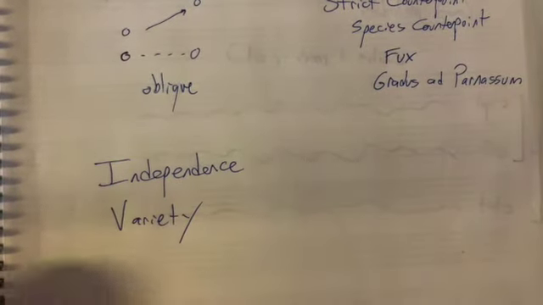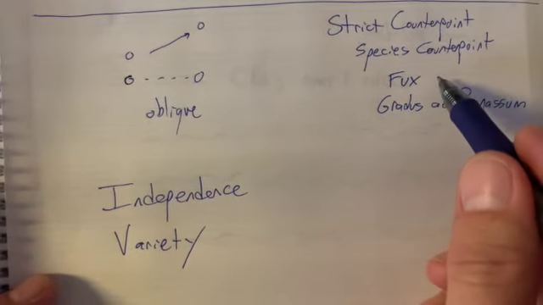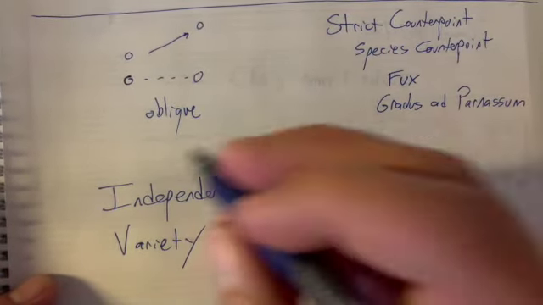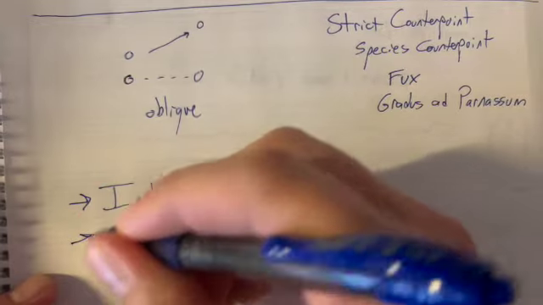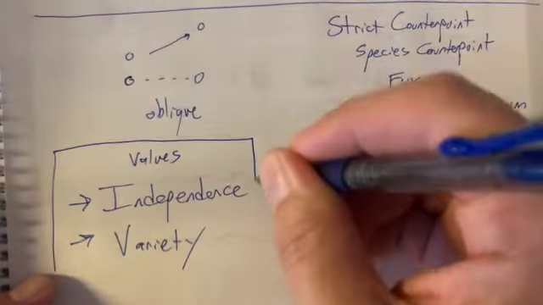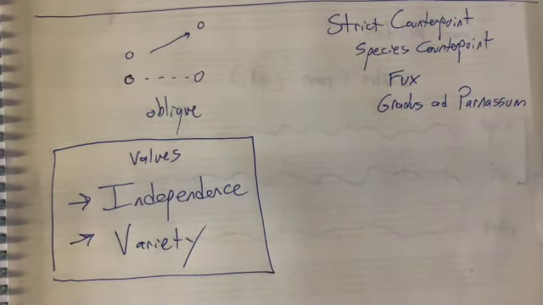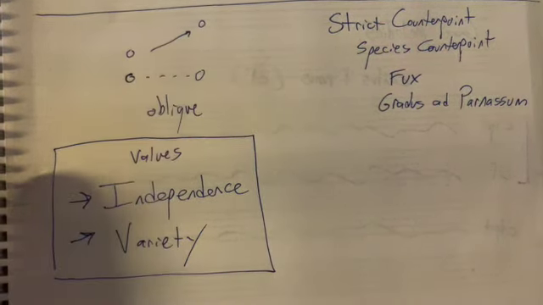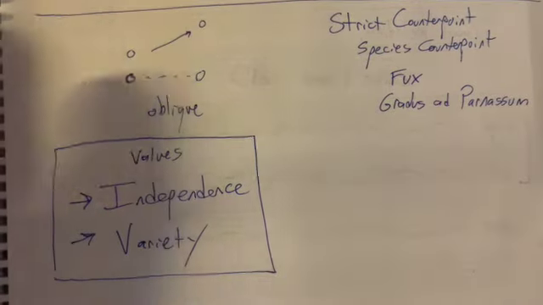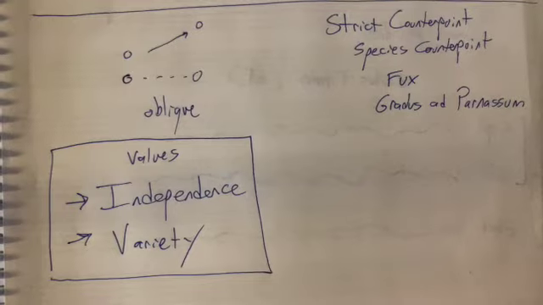So every single thing you learn about species counterpoint or strict counterpoint, I will try to relate back to these two chief values, the most important aspect of counterpoint. We want lines that have independence, and we want lines that have variety. And I'll give you a quick intro to what the species are, and that's all we're going to do in this video, and we'll get into first species next time.